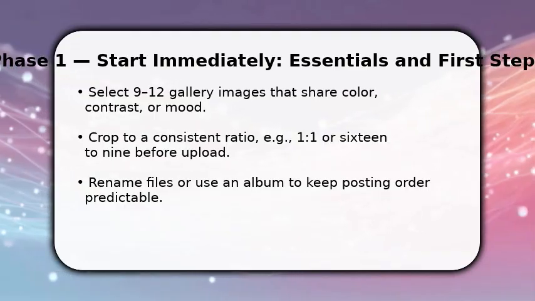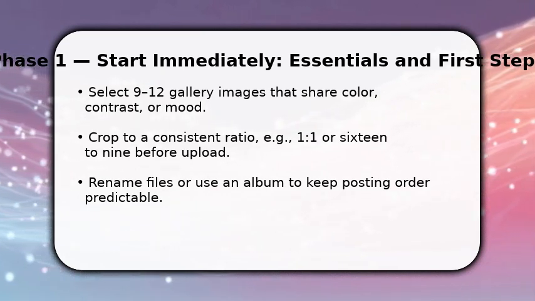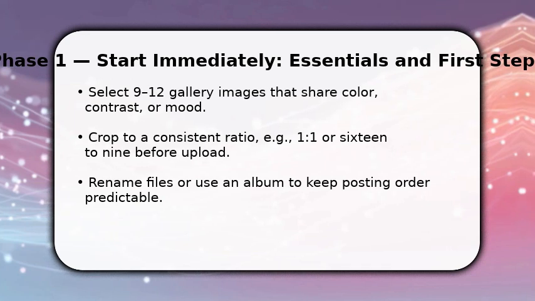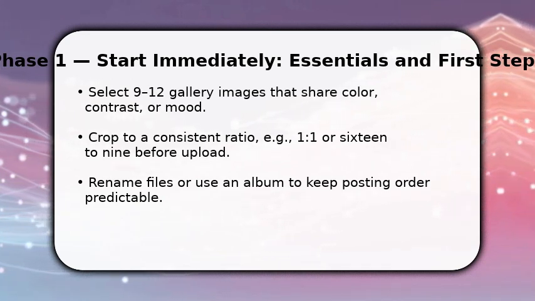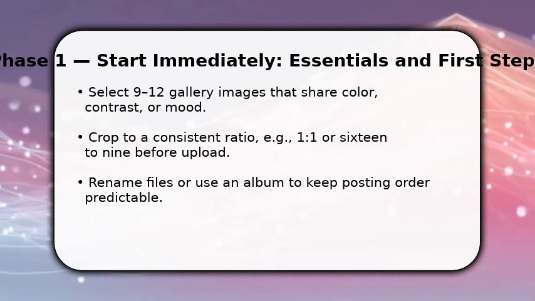You start by preparing the raw material. Choose 9 to 12 images that share color, lighting, or theme so your grid reads as one visual. Once chosen, crop every image to the same ratio, square or 16 to 9 to maintain alignment.